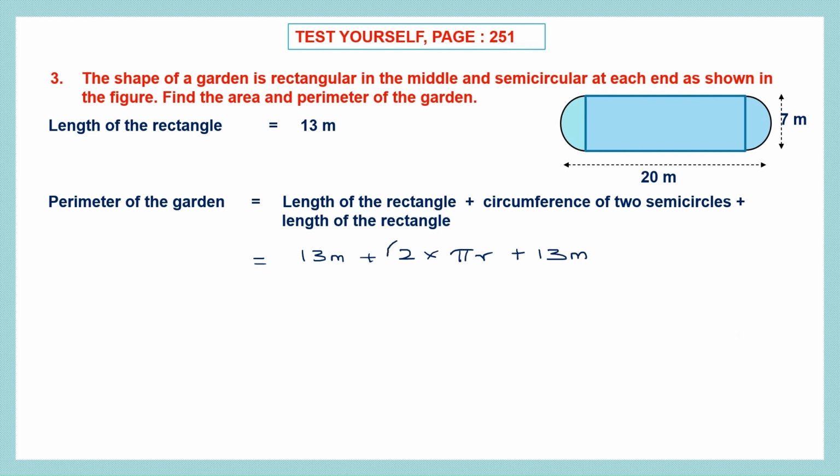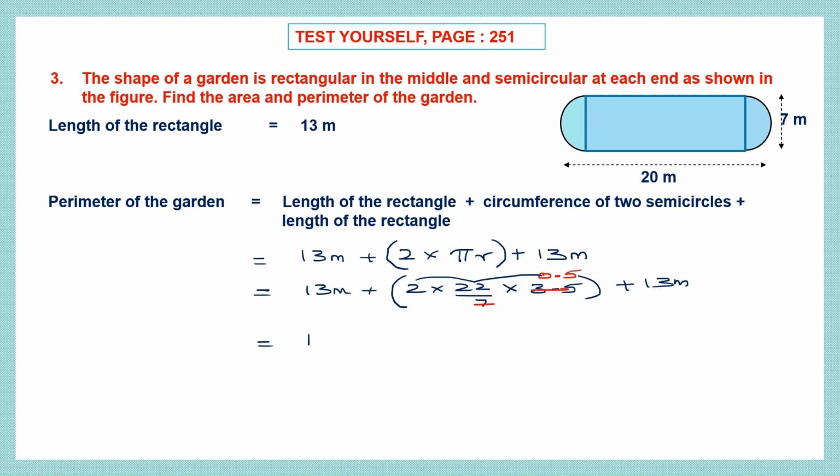So now let's simplify this part. So that is 13 meters plus, now this will be 2 into 22 by 7 into r, which is the radius, and the radius is 3.5 plus 13 meters. So here, let's see what we can cancel here. I can cancel 7 and 3.5. 7 into 0.5 is 3.5. Now I just have to multiply 2 into 22 and that into 0.5, and all that is equal to 22.